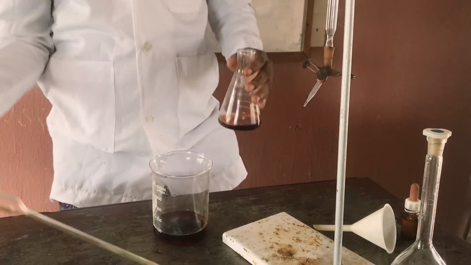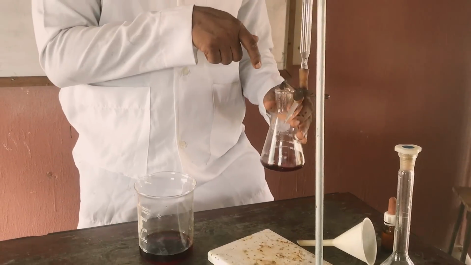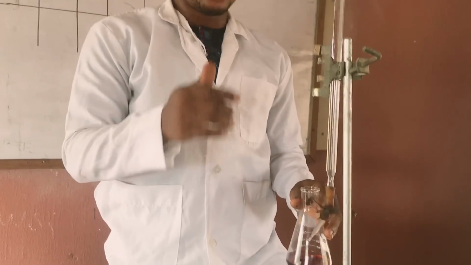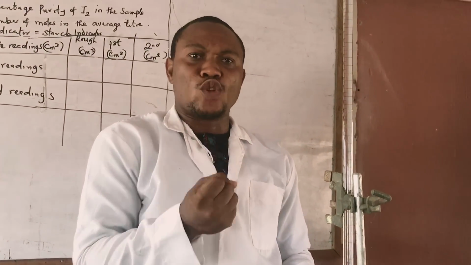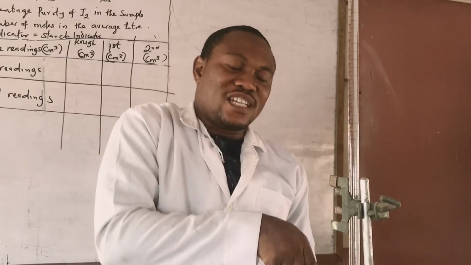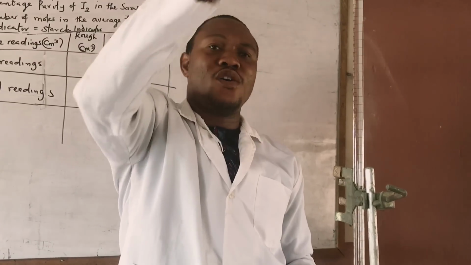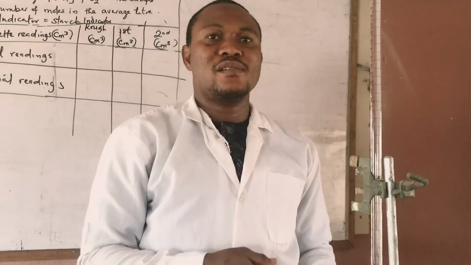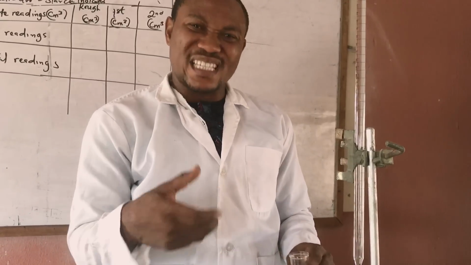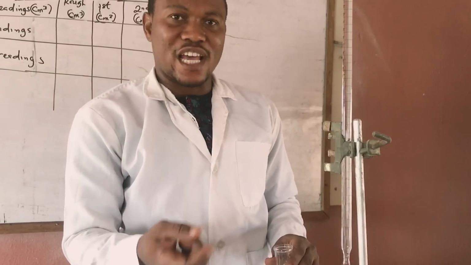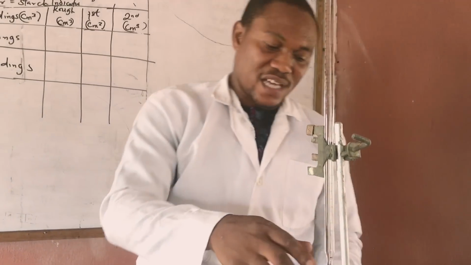Okay. So what happened? I will not add my starch indicator before titrating. The reason is because your starch forms a complex with iodine. So starch has the ability to lock up iodine. So if you add your starch, it will affect your readings because it will lock up the iodine. So you will need more sodium thiosulfate to actually react with the iodine. So that's the reason why you titrate first until you see a light yellow. When you see a light yellow, it indicates that the reaction is close to completion. Then you now add your starch indicator.